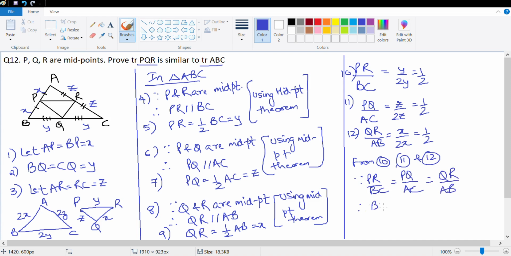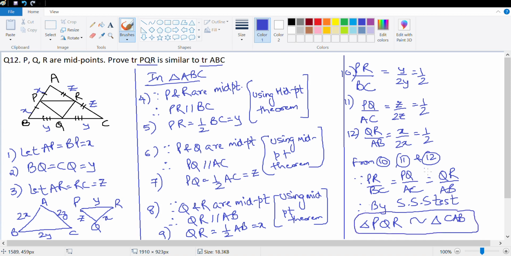Therefore, by SSS test, since all sides are in the same ratio, triangle PQR is similar to triangle CAB. Yes, PQR is similar to CAB.